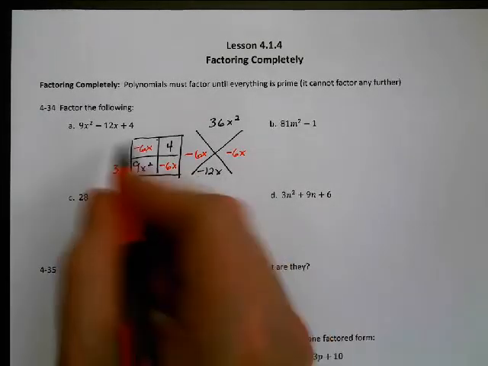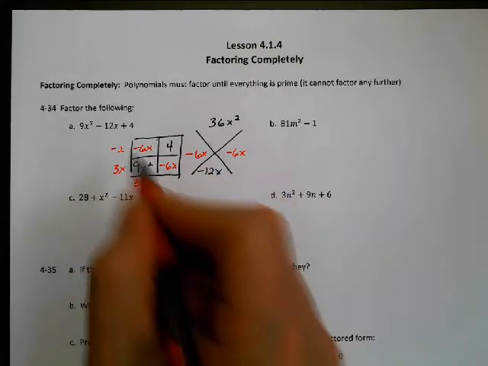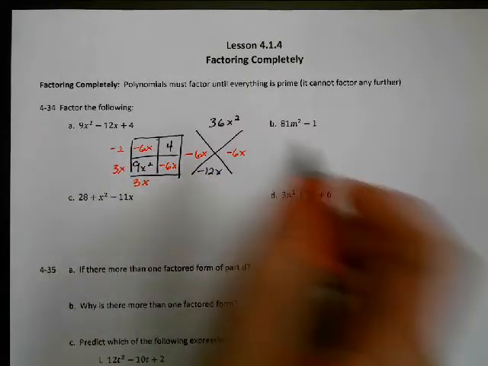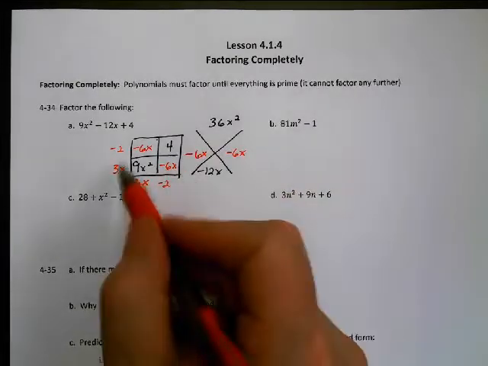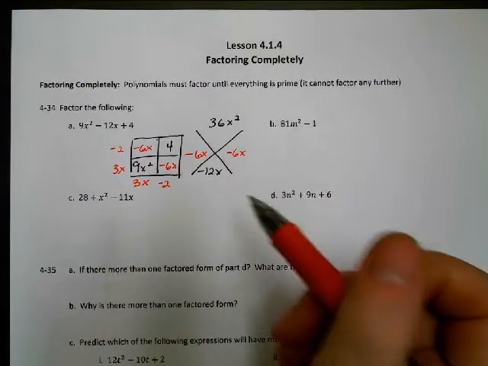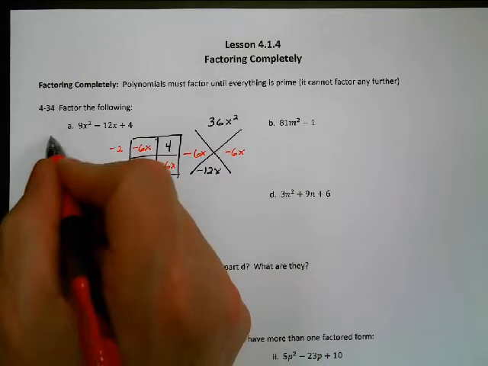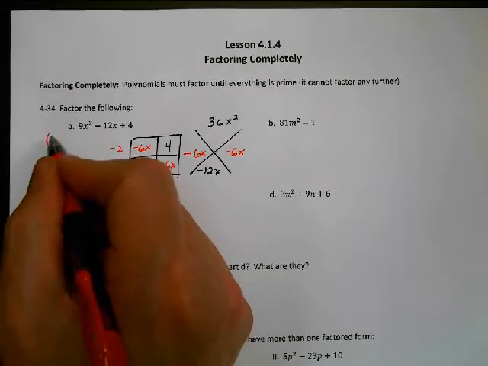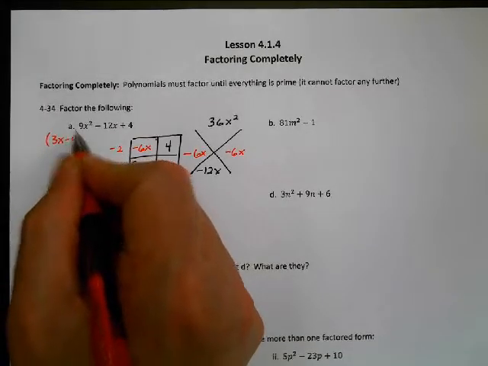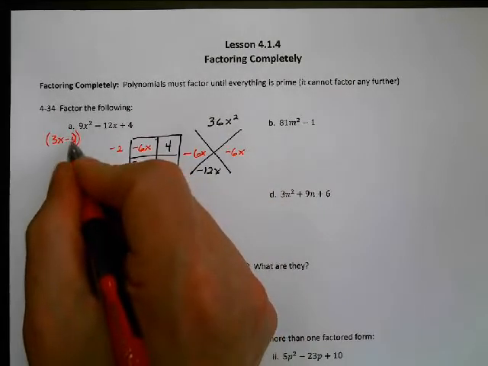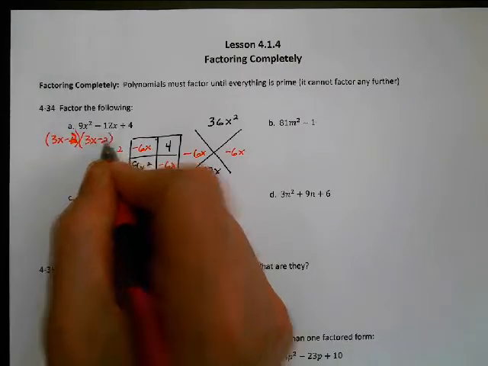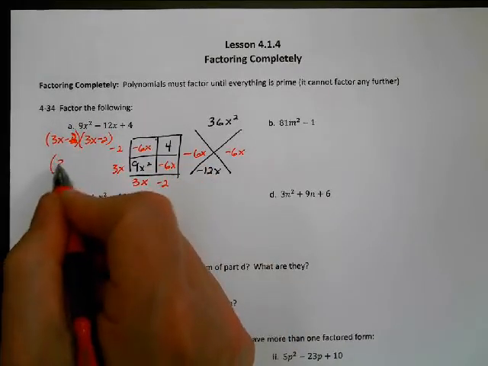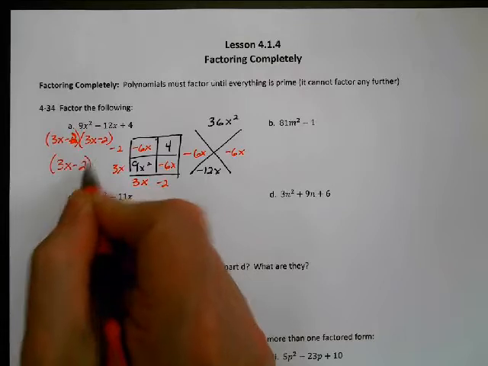All right, so that makes this one negative 2, because 3x times negative 2 is negative 6x. And that also makes this one negative 2. So we get the same exact binomial on both sides. So we said this on a previous lesson. We can write this as 3x minus 2 times 3x minus 2, or you can write it as 3x minus 2 squared.